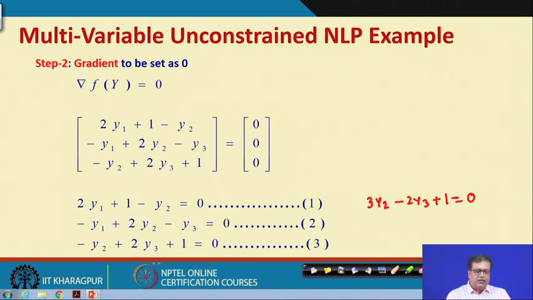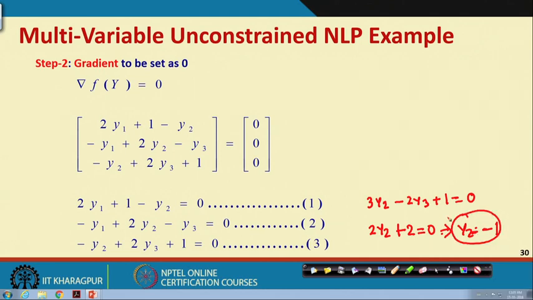Now, this and the third equation you can also add. If you add, then what do we get? We get 2 y2 plus 1 and 1, that is 2, so this will be 0. So, what is the value of y2? It becomes -1. So, very quickly we got y2 equal to -1.